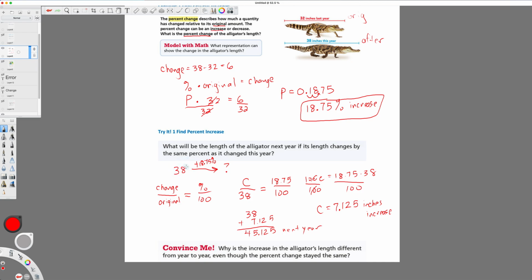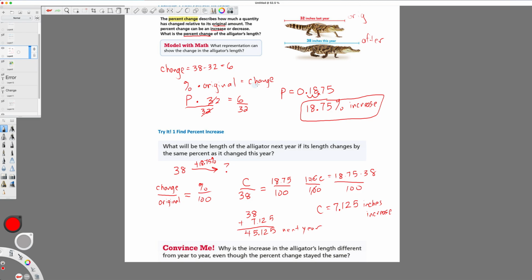If we do another year, it would be compared to 45.125. So if the percent stays the same, it's being figured of an ever-changing original number. So it's always being compared to the previous number. So you shouldn't expect the amounts to stay the same, because what you're comparing that percent to is changing over time. It went from 32 to 38, and then if we did it another year, it'd be 45.125. So again, percent equation, percent proportion, whichever you prefer.